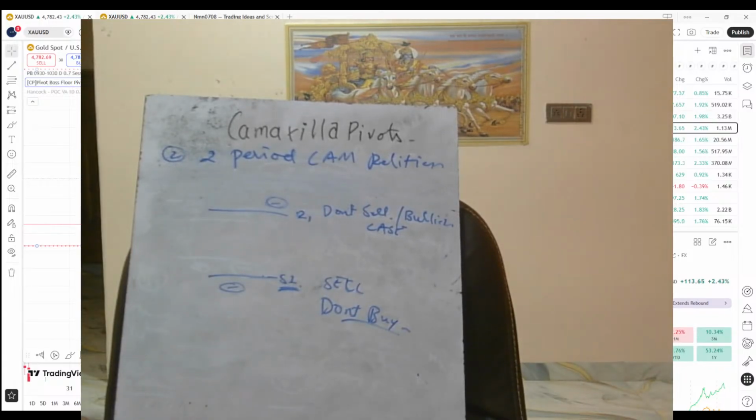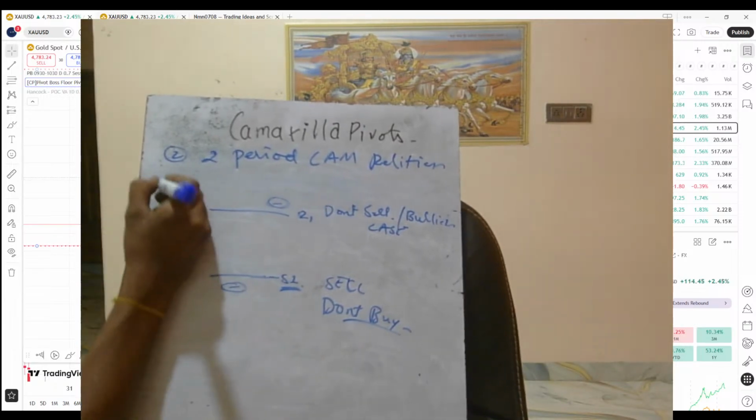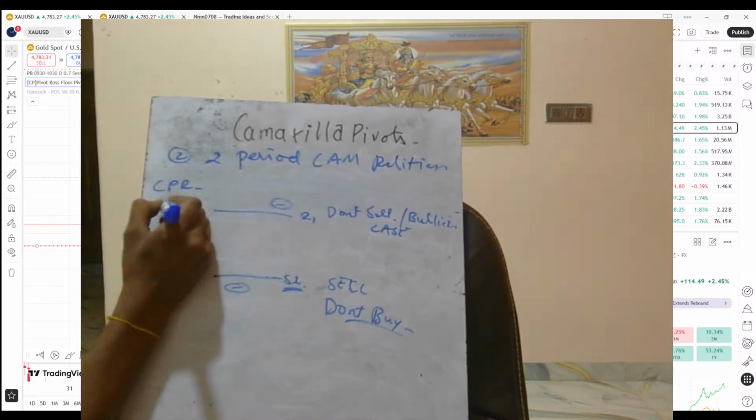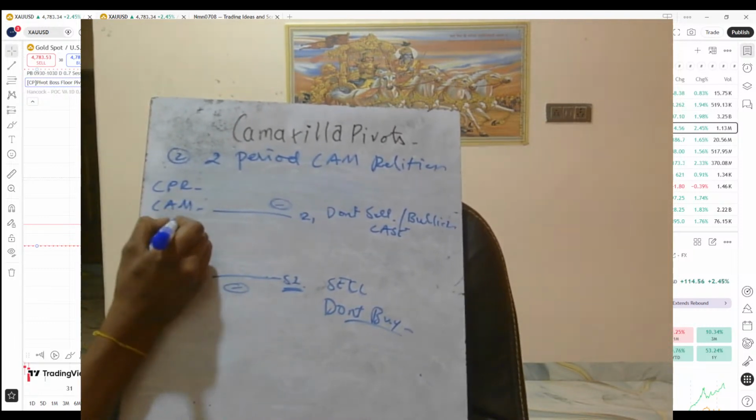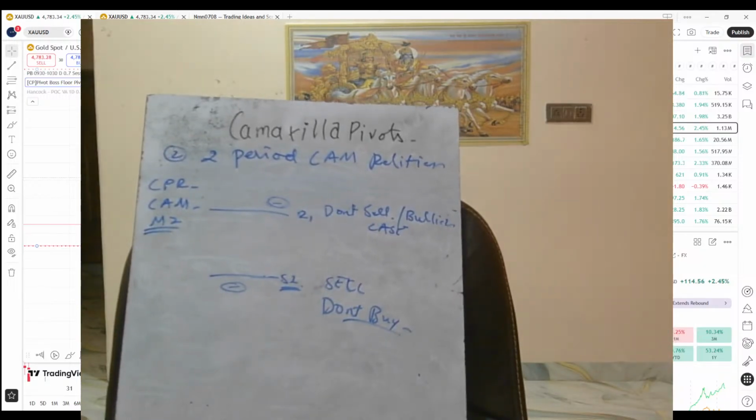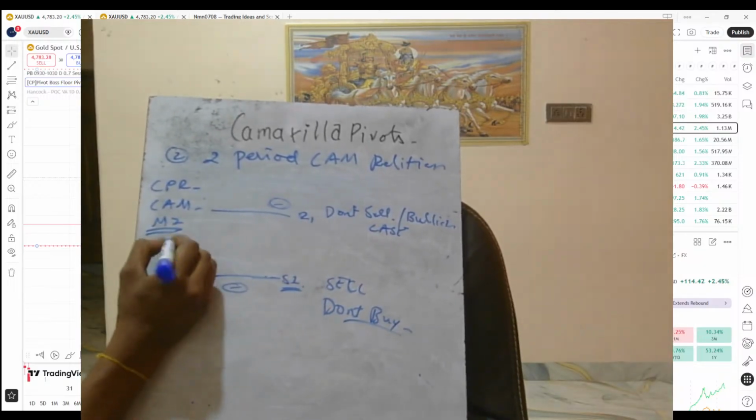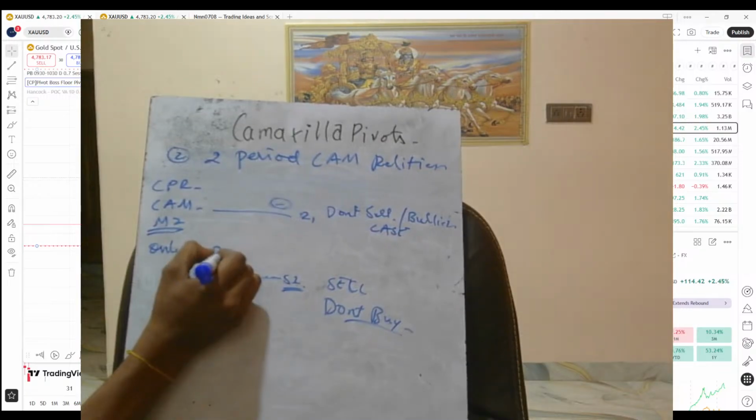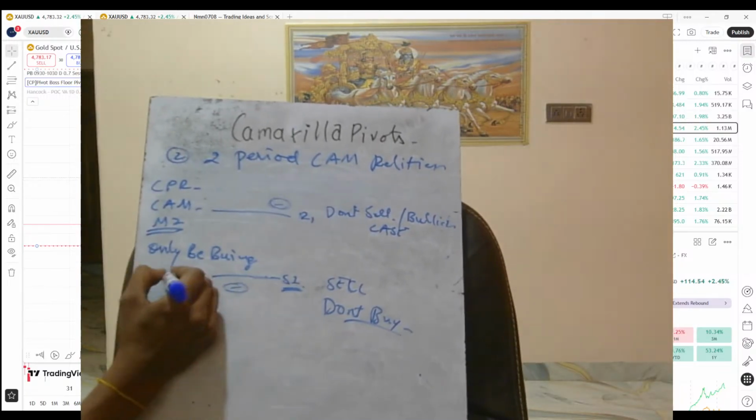So basically we should know the 2-day Camarilla relation, and set the bias accordingly. What was the previous day's Camarilla bias, and what is today's Camarilla bias. So once you have everything on the chart, meaning on one screen, once you have CPR on the screen, once you have Camarilla pivot on the screen, once you have money zone pivots on the screen, we will only be buying at the best price.